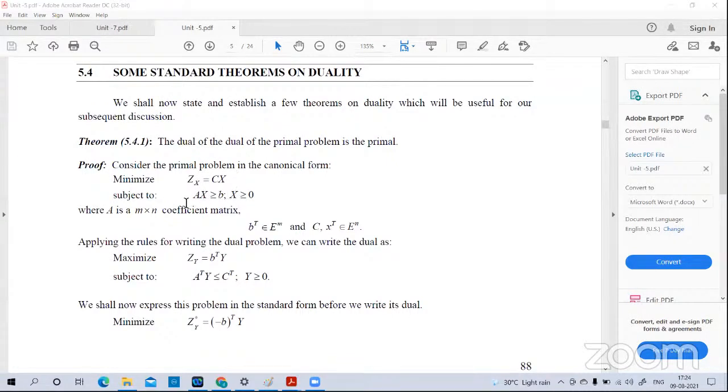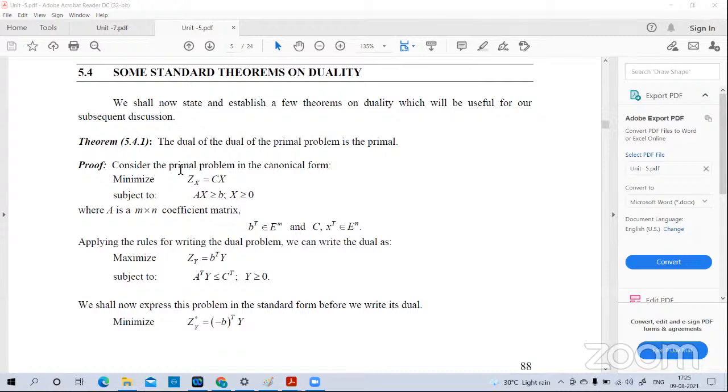Next, subject to the constraints, I am taking Ax greater than or equal to b because of minimization z. So it is an m by n coefficient matrix. So b transpose belongs to e power m, and c, x transpose belongs to e power n. Then the rule is that maximization z is converted to minimization, and minimization to maximization z. Now b transpose belongs to e power m, and c, x transpose belongs to e power n.